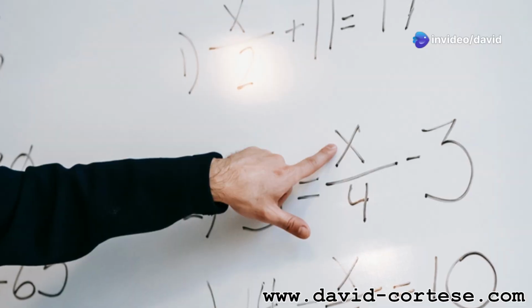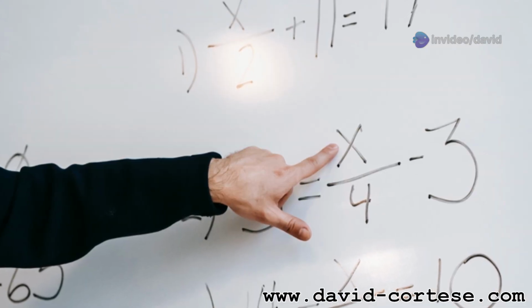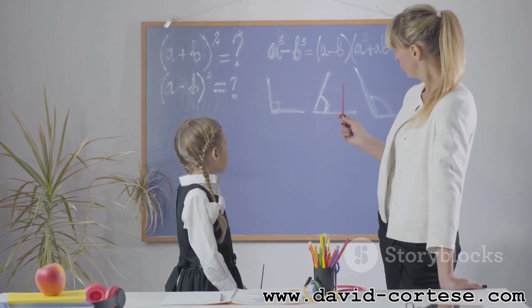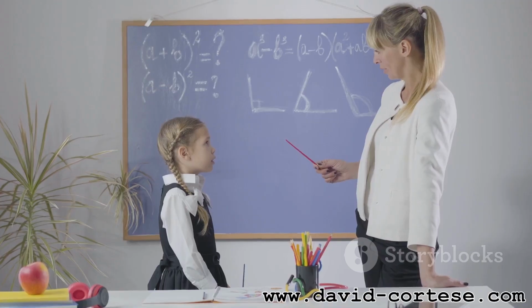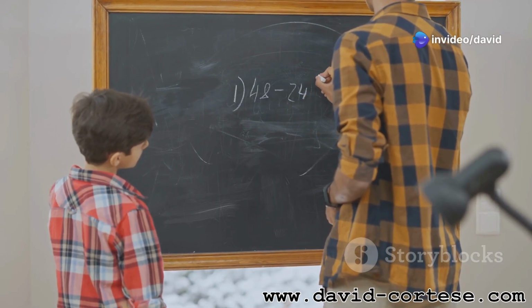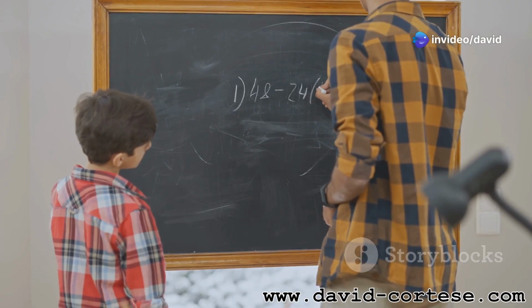Now, here's the key. For the product of two things to be 0, at least one of them must be 0. This means either x + 2 = 0 or x + 3 = 0. Solving these simple equations gives us the solutions x = -2 and x = -3.